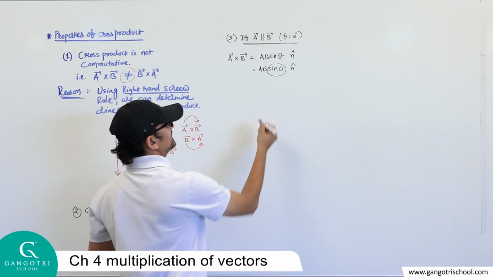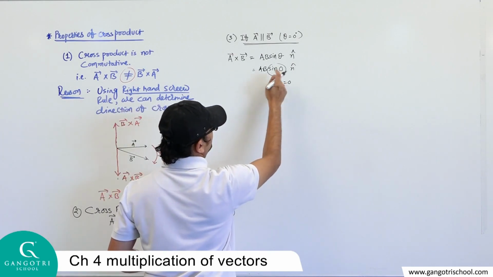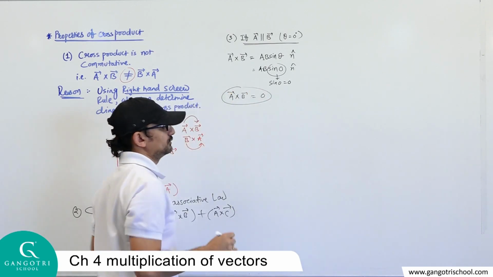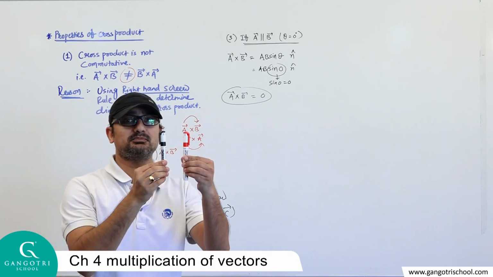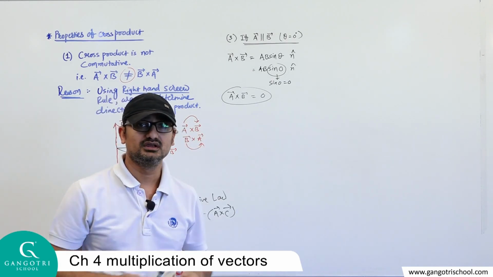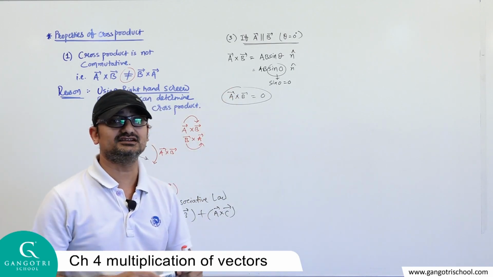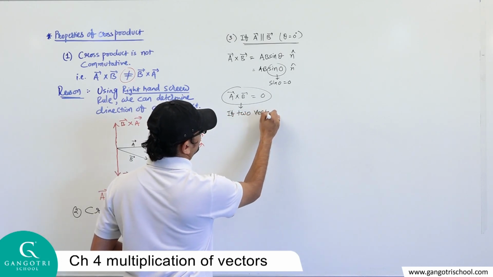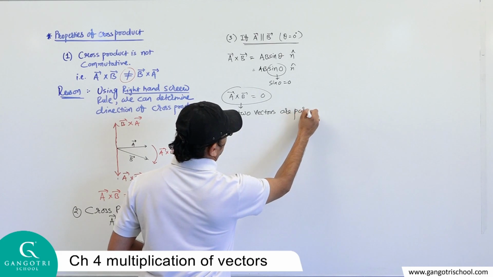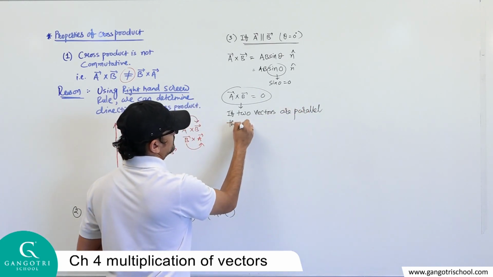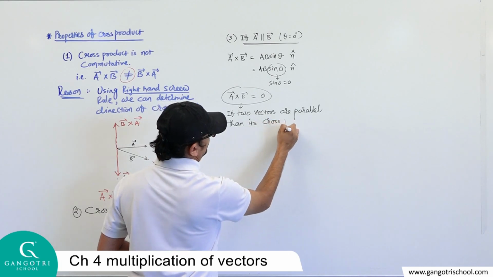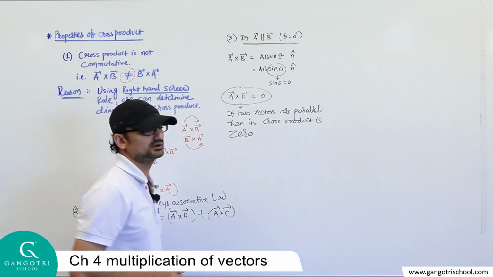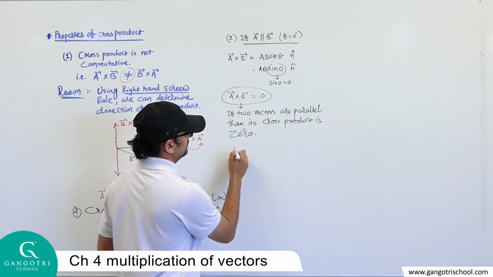Dear students, the value of sin 0 is 0, and 0 multiplied by anything turns to 0. So the conclusion of this third property is that if two vectors are parallel to each other, meaning in the same direction, then their cross product is 0. Remember this.